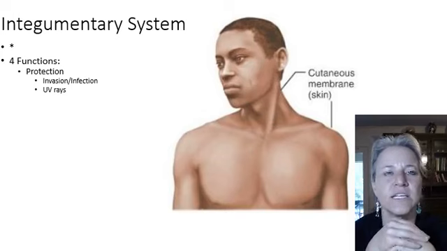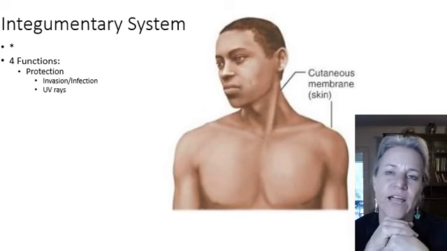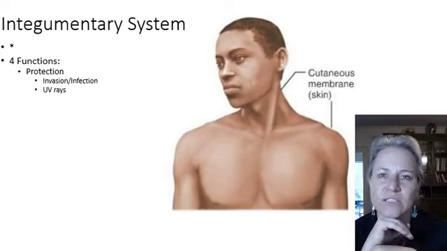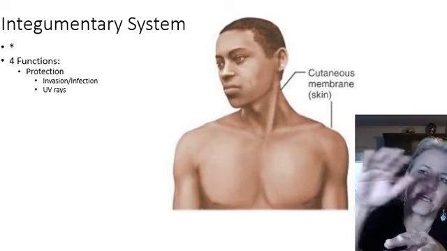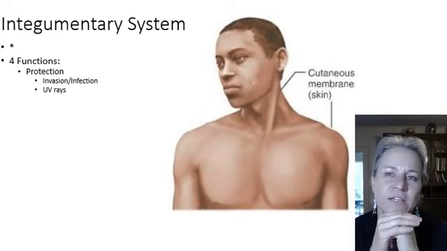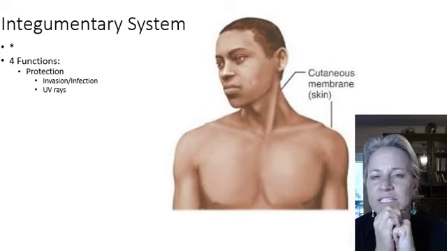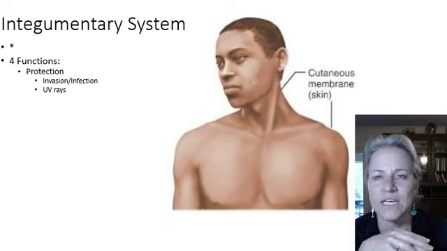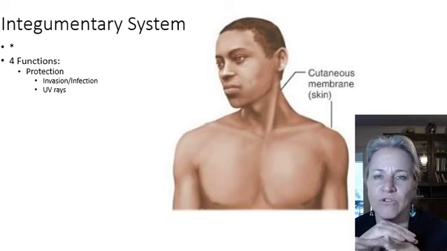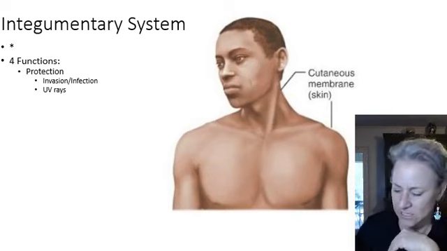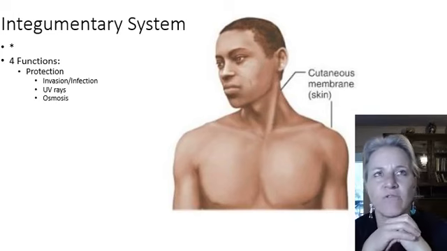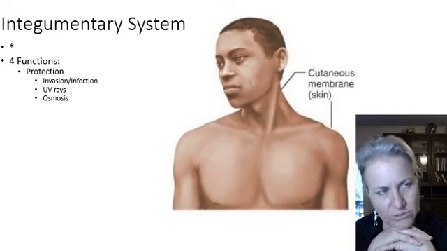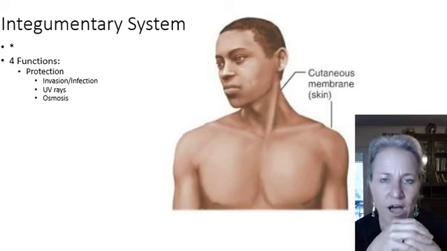Also, the skin helps protect us from ultraviolet rays because there are cells that spread the melanin out like an umbrella to protect the DNA from being damaged by the UV rays. So it helps protect us from ultraviolet rays. It also helps protect us from the effects of osmosis, which is the loss and gain of water.